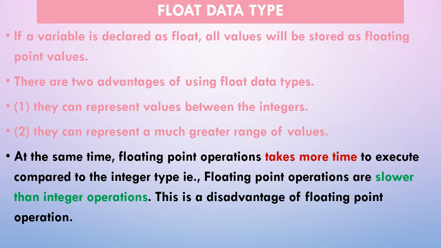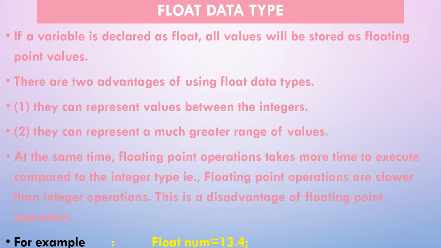But here we have a disadvantage also. What is the disadvantage? The float data type takes more time to execute than the integer type. Integer execution will be fast. Float execution takes more time and is slower than the integer data type. So when we perform operations, integer works fast and takes less time to complete the task. But what does float do? It takes more time than integer and is slower than integer operations. So this is a disadvantage of floating point operations here.